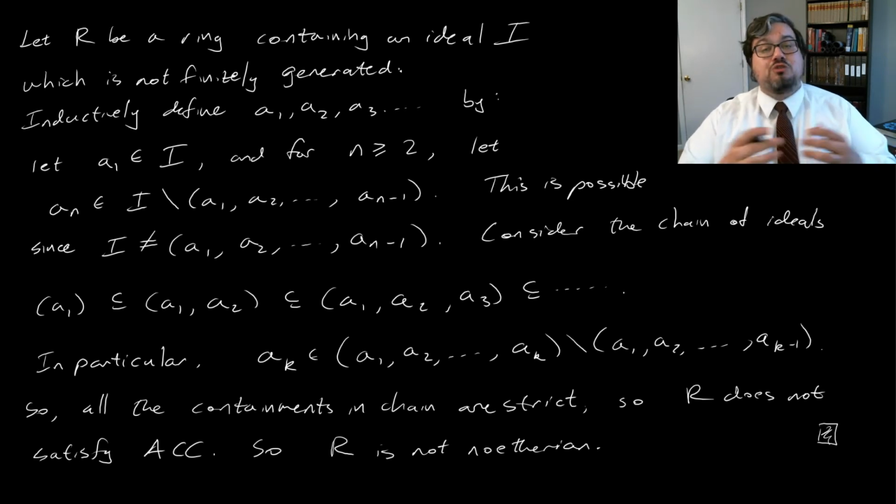So notice that trivially any principal ideal domain is Noetherian, because in any principal ideal domain, any ideal can be generated by a single element, and one is certainly a finite number of elements. So any PID is Noetherian, but there are lots and lots of rings that are not PIDs, but are still Noetherian.